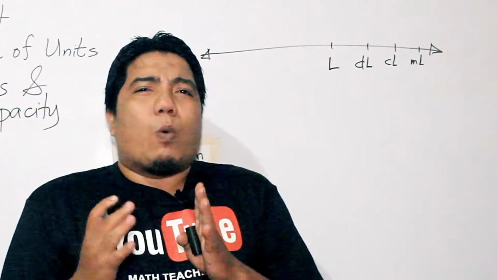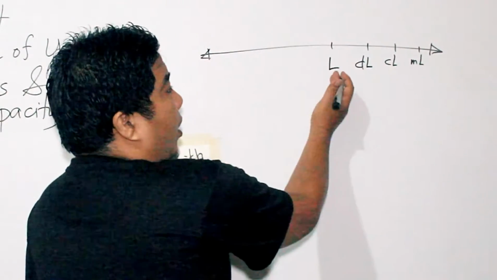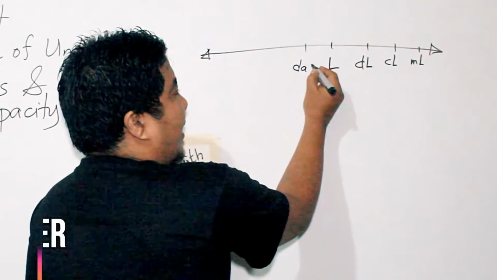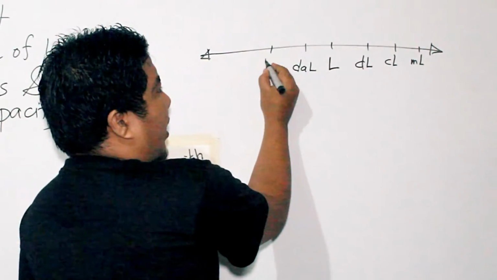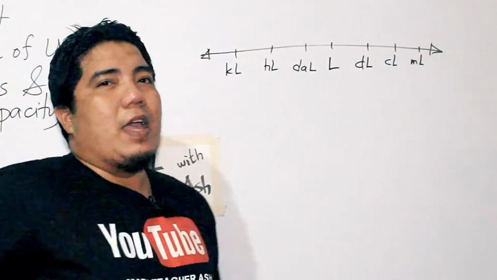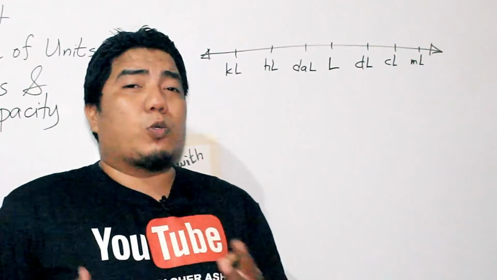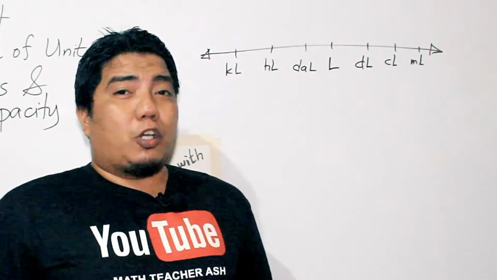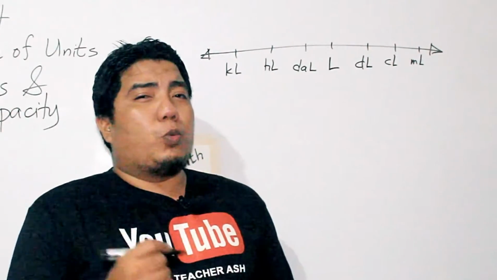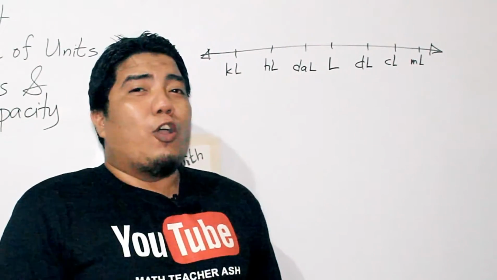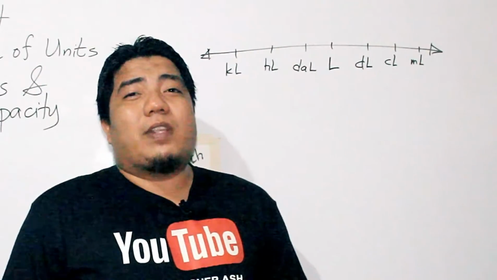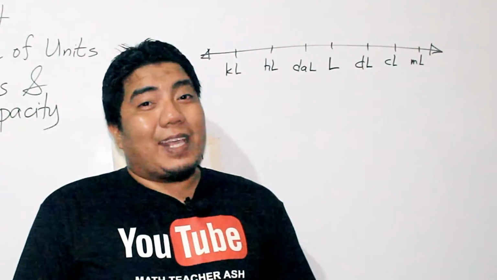Now what if we go higher? If we go higher than liters, the first thing that we will encounter is the decaliter, followed by the hectoliter, and finally the kiloliter. This is the same concept as what we are doing on the conversion for length and mass in the metric system. So we just follow the direction of the decimal point in conversion. Question is, how do we solve if we have these given examples?